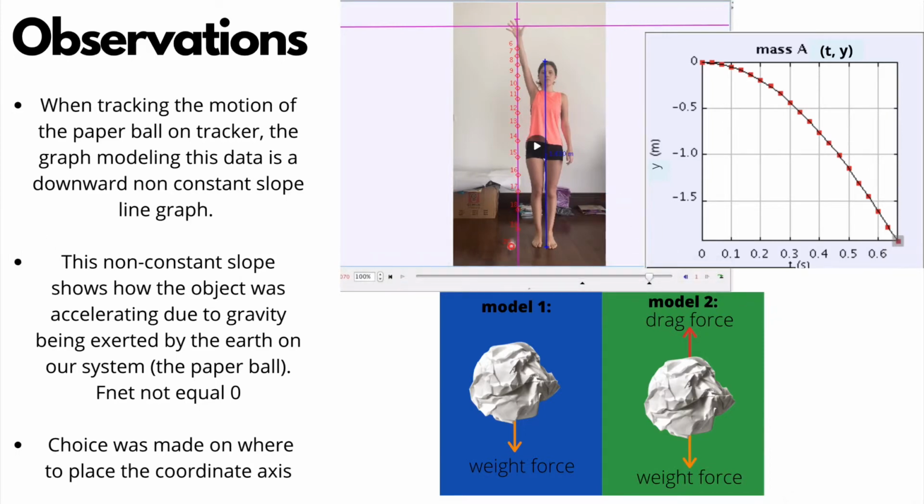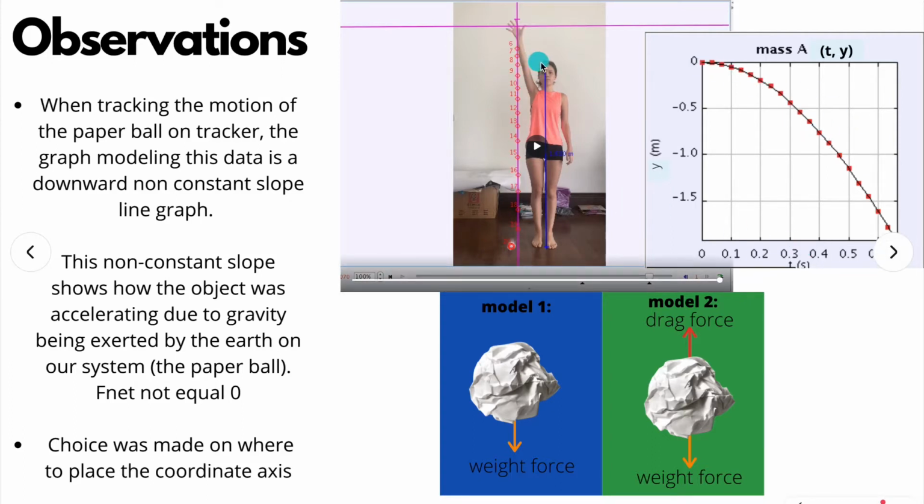So first of all, let's analyze our observed model. When tracking the motion of the paper ball in Tracker, we can see that the graph modeling the position of the paper ball with respect to time is a downward, non-constant slope line graph. This non-constant slope shows how the object was accelerating due to gravity being exerted by the ball on our system, which is the paper ball. This goes to show how, in this occasion, F net is not equal to 0, since our velocity final is not equal to our velocity initial.